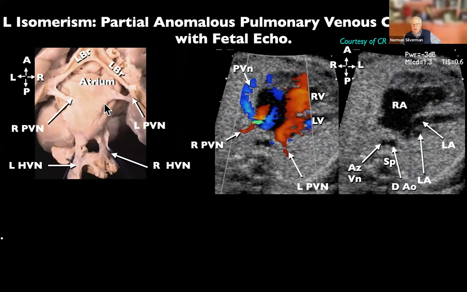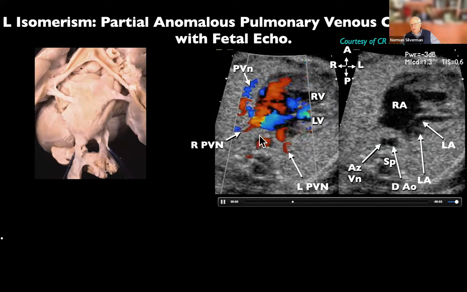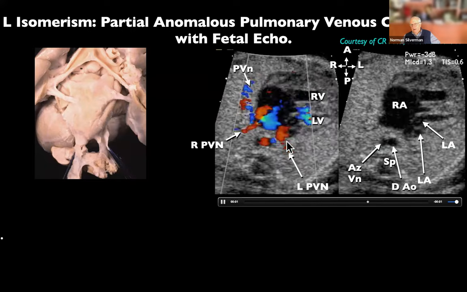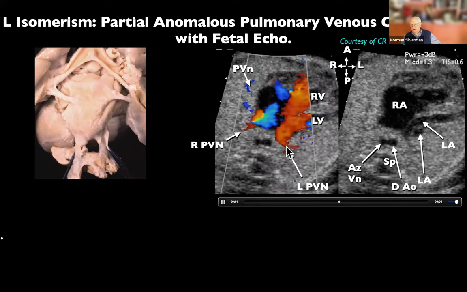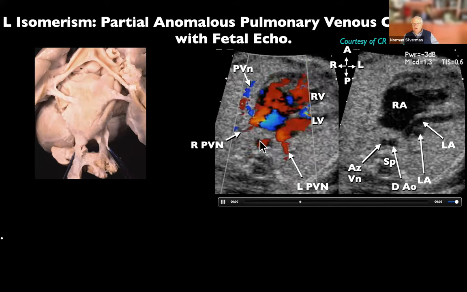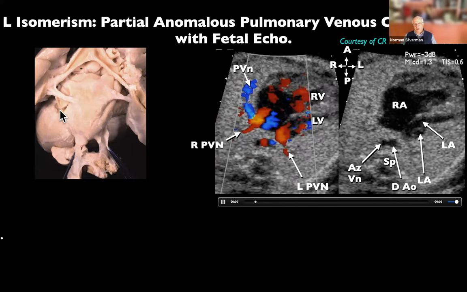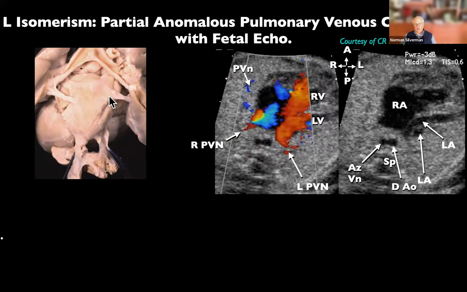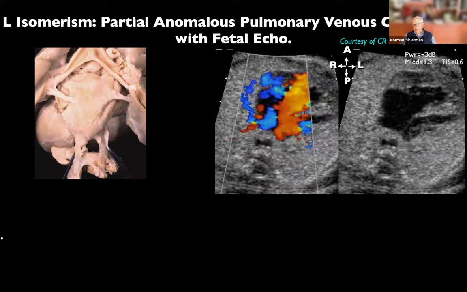And here we look at the same example in a fetus. And in the fetus, you can see the hepatic veins with color, courtesy of Dr. C.R. Patel again, the genius of isomerism in utero, okay? And here you can see the atrial septum here. So this pulmonary vein is draining to this atrium, and this pulmonary vein group is draining to this atrium. So partial anomalous pulmonary venous return is a feature of left isomerism. And here you can see the veins draining to the back of the different sides of the bilateral right atrial appendages.